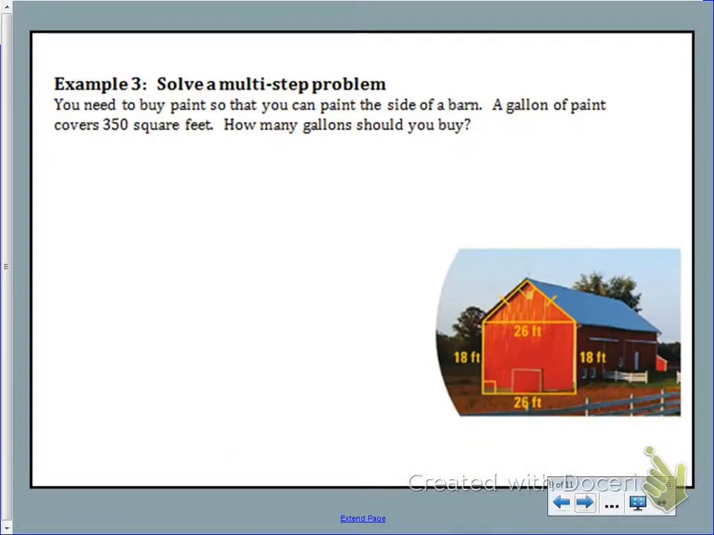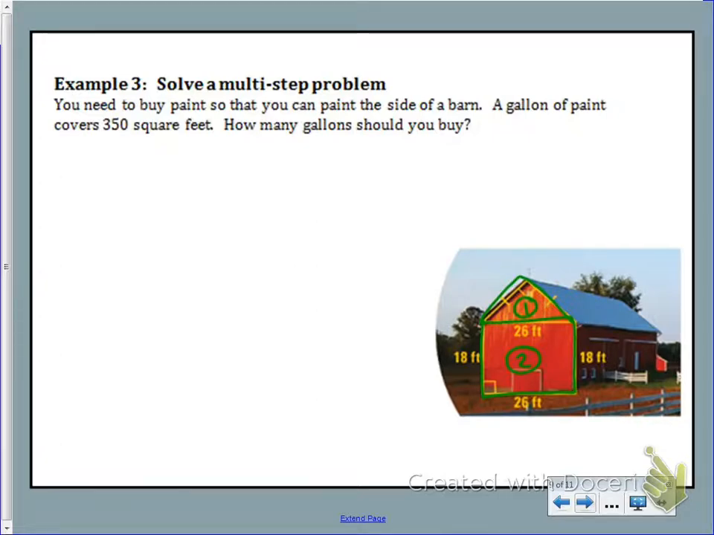Example 3. You need to buy paint so that you can paint the side of a barn. The gallon of paint covers 350 square feet. How many gallons should you purchase? Well, if we look at this, we're only painting this one particular side of the barn. So we have two figures making up the side. We have a triangle, specifically a right triangle, and we have a rectangle. So our job is to figure out the area of the side of the barn and then decide how much paint we're going to need.